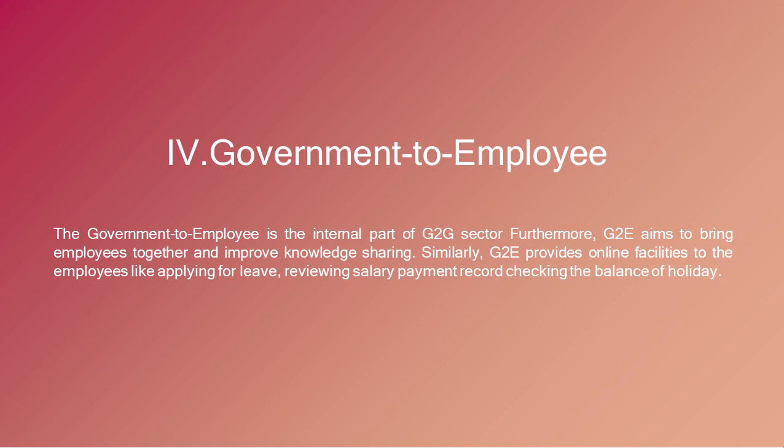Type 4: Government to Employee. The government to employee is the internal part of the G2G sector. Furthermore, G2E aims to bring employees together and improve knowledge sharing. Similarly, G2E provides online facilities to the employees, like applying for leave, reviewing salary payment record, and checking the balance of holiday.